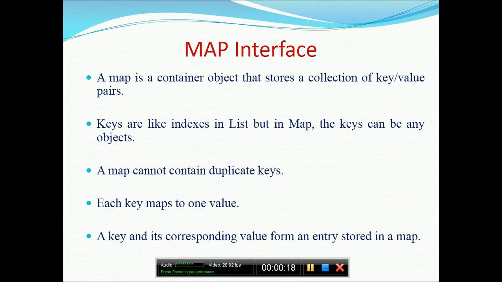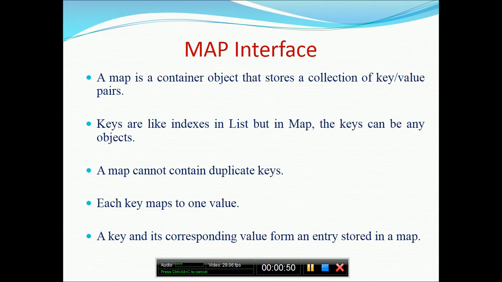Map is a container object that stores a collection of key value pairs. So the map interface is basically used to store a collection in which you have key value pairs available. Keys are like the indexes in the list, but in a map, the keys can be any object. The map cannot contain duplicate keys. Each key maps to one value.